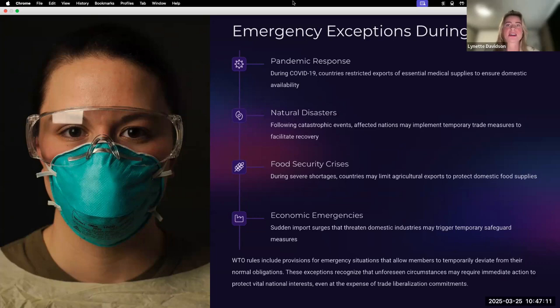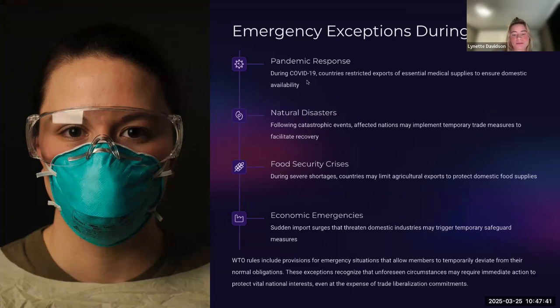So the World Trade Organization basically helps to think of provisions that will allow members to temporarily, not permanently, temporarily deviate from their normal obligations. So think about really severe unforeseen circumstances that may require immediate attention and action to protect vital, even more important interests, even at the expense of international trade, because this needs to be addressed first and be prioritized.